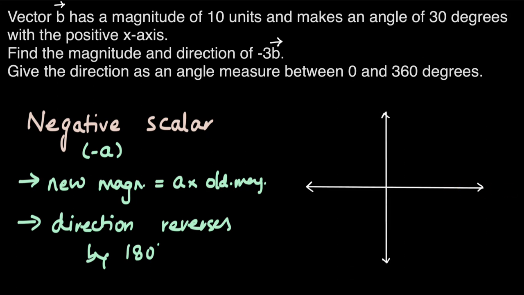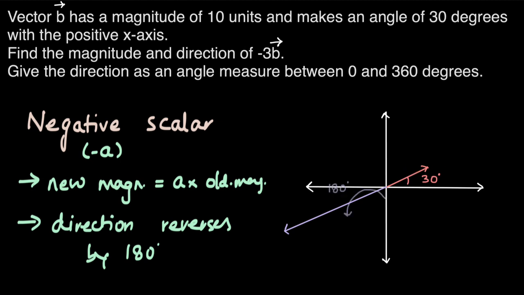Here we have the coordinate axis and here we have the original b vector with a magnitude of 10, and it's making an angle of 30 degrees with the positive x-axis. We can see it's making an angle of 30 degrees and the magnitude is 10. So now the new vector's magnitude will be 3 times 10. It will be 30 units. So the length should be 3 times this vector. And the direction, we will reverse it by 180 degrees. So the new vector could look somewhat like this. The magnitude is 3 times the old one, and we have reversed it by 180 degrees.